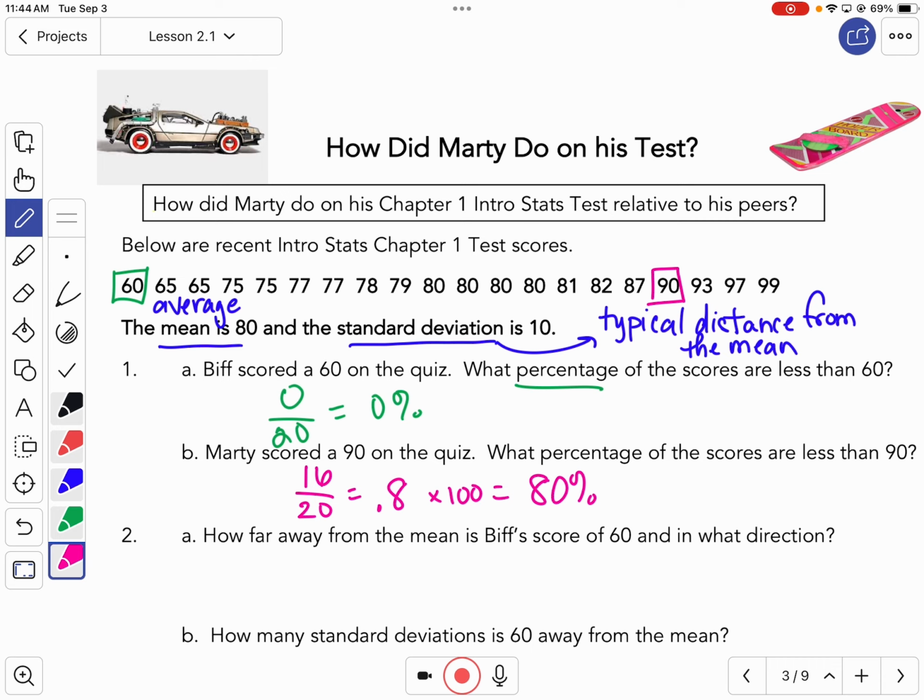What you just found was what's called a percentile. A percentile is the percent less than a certain number. It equals the percent less than, always less than, a given value. So there's our first learning target: be able to calculate a percentile. And that's something we've been doing, we just didn't call it that. It's always the percent less.